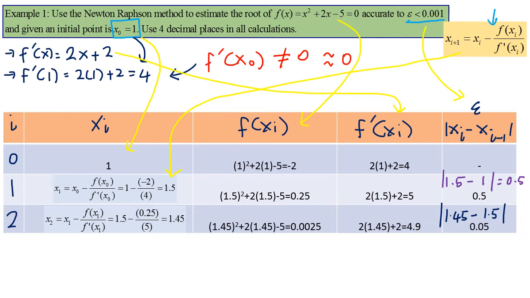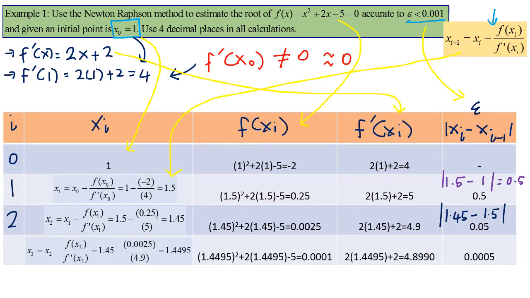This is still not less than 0.001, so you continue to iteration number 3. Use the previous value, which is 1.45, and so on and so forth. Substitute into the formula. This is so easy. Then calculate the value of epsilon, which is 1.495 minus 1.45, and we get 0.0005, which is actually less than 0.001 given in the question.